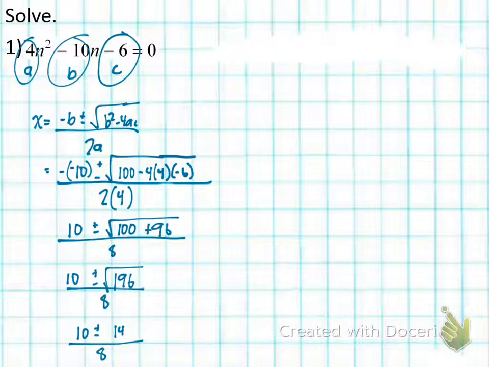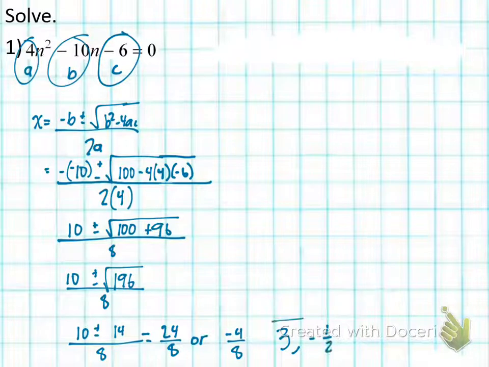Okay? So now I'm thinking, since I don't have any square root signs, I could combine this. 10 plus 14 is 24. Okay, so we got 24 over 8. That's one of my answers. Or my other answer could be 10 minus 14, which is negative 4 over 8. I could still simplify. 24 divided by 8 is 3. And the other one is negative 1/2, right? Those are my two answers, okay?